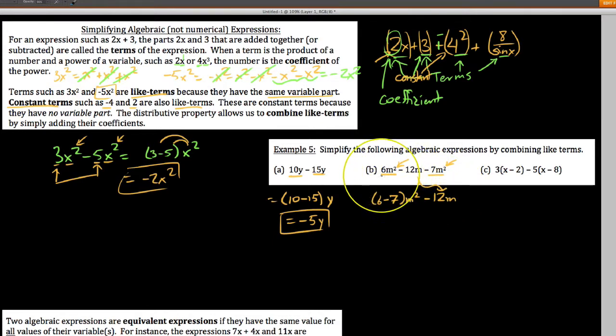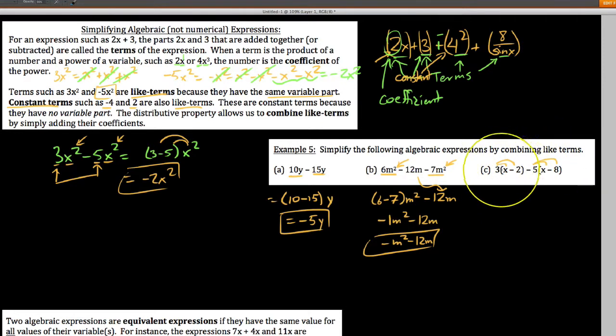But technically we say a positive 6 and a negative 7, that is a negative 1 m squared minus the 12m. And we could just simply write this as negative m squared minus 12m. We don't have to write the negative 1. And then last but not least, when we say simplify, a lot of the times, you might find that you have a situation where you actually have to distribute first. Okay, so a few things I want to kind of comment on.